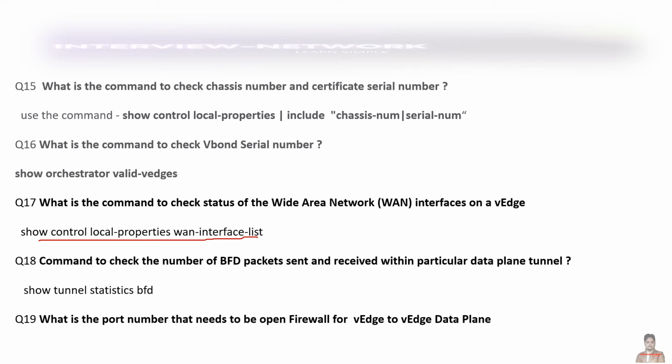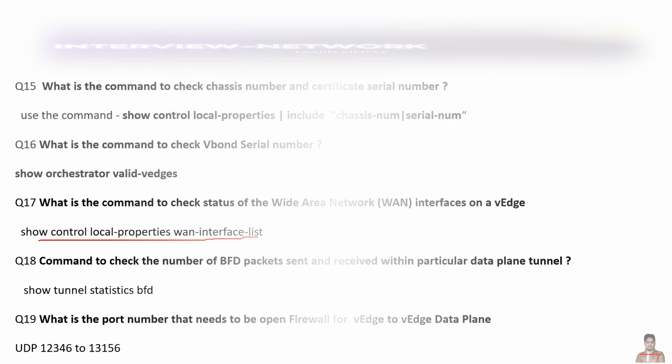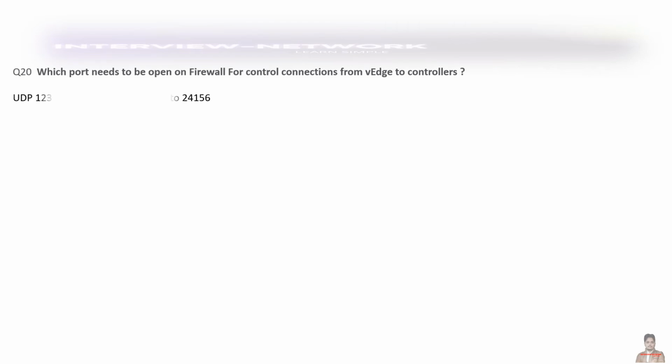Then, what is the port number that needs to be open on the firewall for vEdge to vEdge data plane? It is UDP 12346 to 13156. This question is, which ports need to be open on the firewall for the control connection from vEdge to the controller? Again, it's UDP 12346 to 13156 and TCP 23456 to 24156.